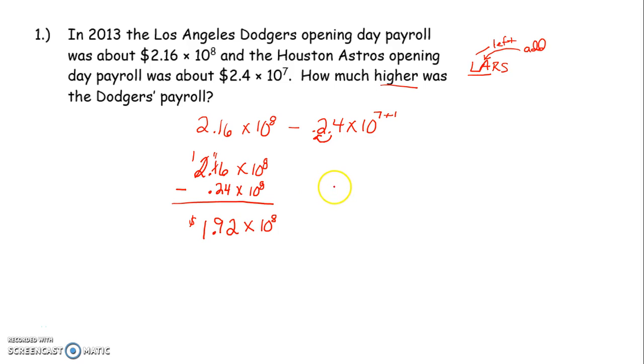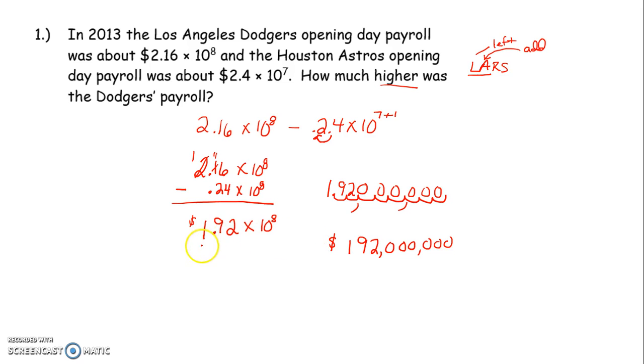If you want to write that out in standard form, it would be 1.92, and we'd move our decimal point 8 places to the right. 1, 2, 3, 4, 5, 6, 7, 8, filling in 6 zeros. So in standard form, the Dodgers payroll was 192,000,000. So that would be $192 million higher. So they had to pay their players an extra $192 million.